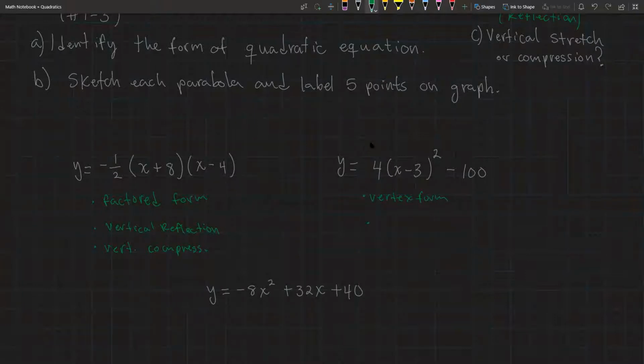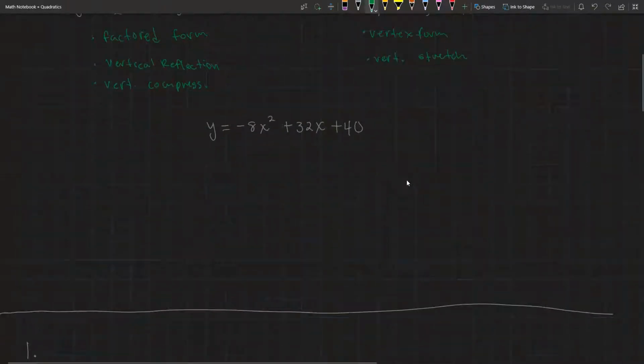The positive means there's no reflection, so this is a graph that curves upwards, as opposed to the first one that curves downwards. That's what the vertical reflection implied. Then we look at its absolute value. Is the 4 greater or less than 1? It's greater, so this is a vertical stretch. All the y values here are larger than the parent function. If you identify that same thing, you're ready to graph this, and it won't be that difficult to understand what's going on.